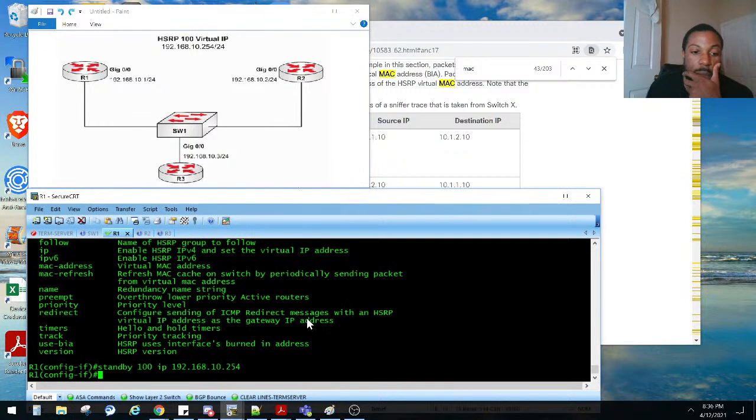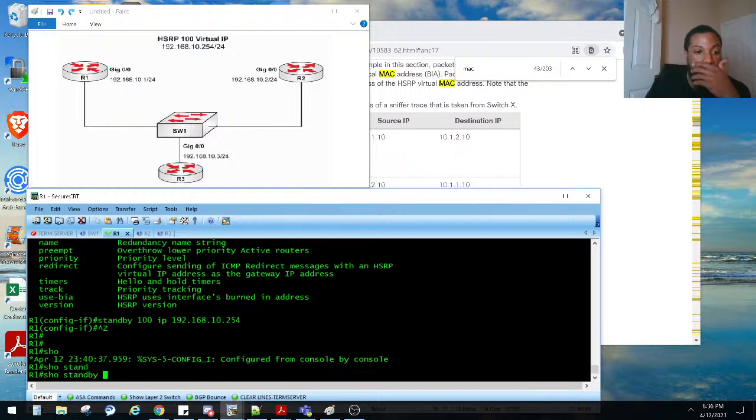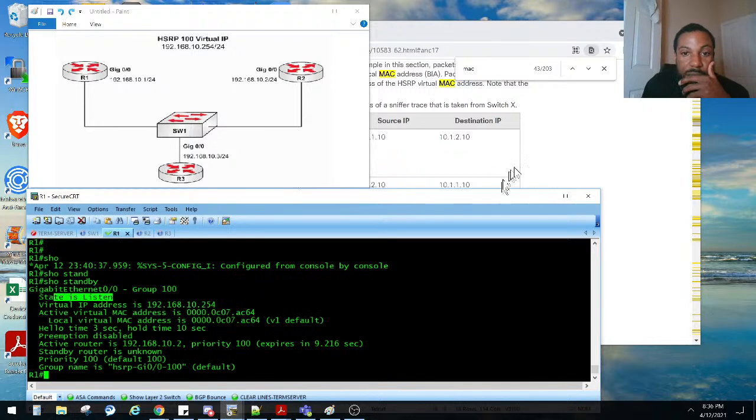And now notice, let's see what happens here. Actually, let's run that show command real quick so we can see. Show standby. Right now, he is listening, right? Y'all remember those states?